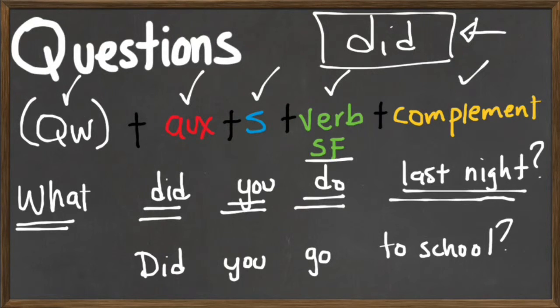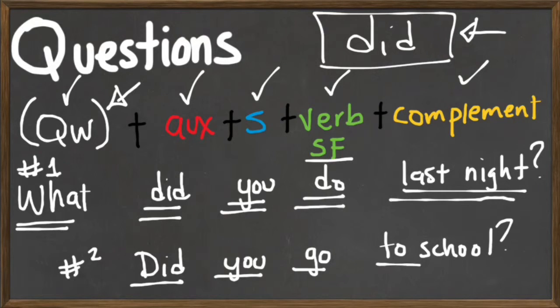We have example number 2, we do not have a question word because it's not necessary here. So the result is, did you go to school? And we have auxiliary, subject, verb in simple form, and the complement.